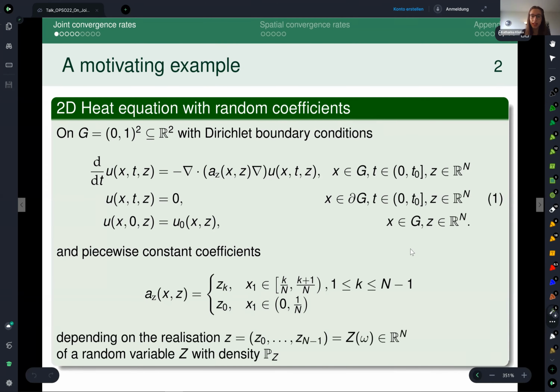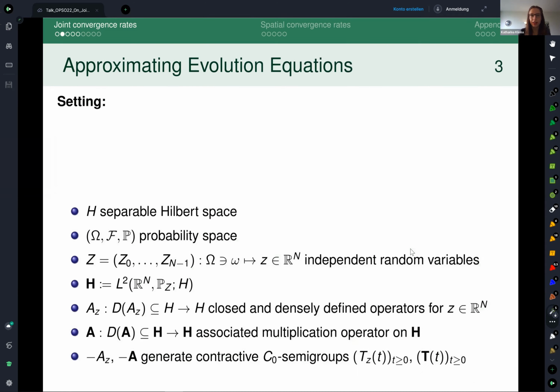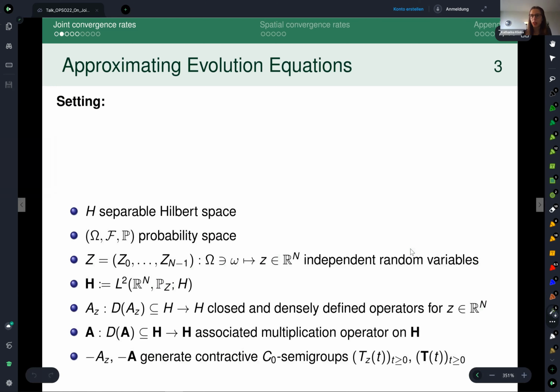And this is where randomness enters, because we assume that a priori we don't know how our medium is composited, so which zk is assumed in which area. So we assume that z is the realization of some random variable large Z with a known density pz. This is what we want to solve in the following. And we don't want to solve it analytically, but numerically. So let me introduce the functional analytic framework for doing so.